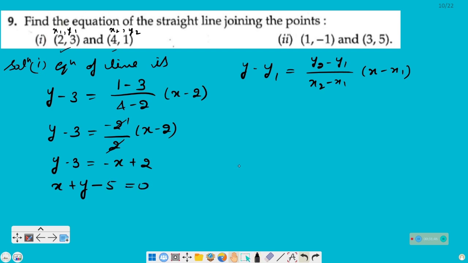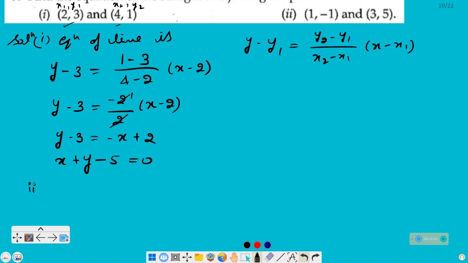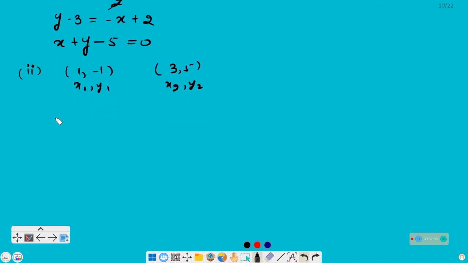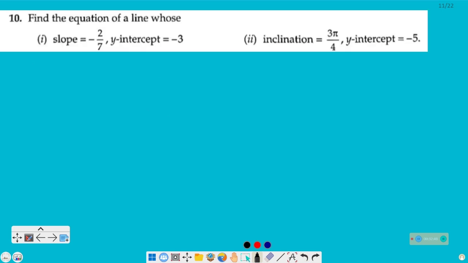Similar to part second. First point x1 y1 and second point x2 y2 and apply same formula. y minus y1, equation of line, y1 is -1, y2 minus y1 upon x2 minus x1 into x. 3x minus y minus 4 is equal to 0. Question number 10.